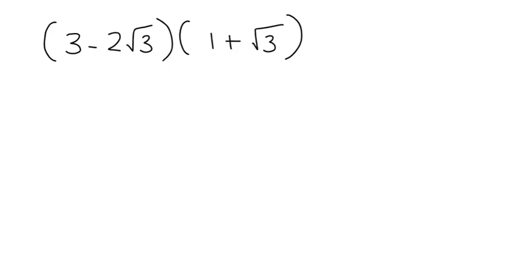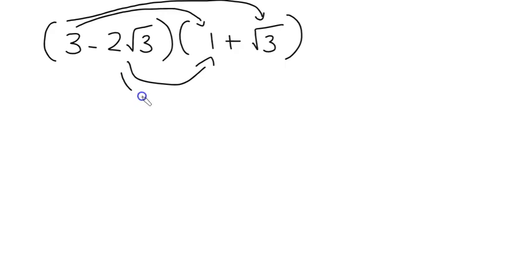So one last question here. We would like to expand and simplify this expression. So this is very similar to expanding double brackets, which we covered in a previous lesson. So the method would be, again, just to recap, we're going to times the 3 by the 1, we're going to times the 3 by the minus 3, minus 2 root 3 by the 1, and minus 2 root 3 times the root 3. So let's do that.